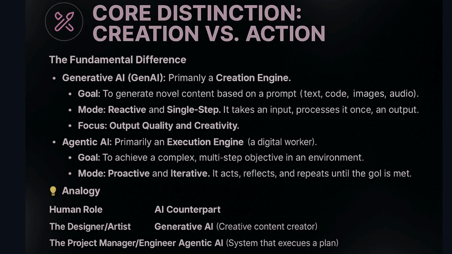In contrast, agentic AI is an execution engine or a digital worker. Its goal is to achieve a complex multi-step objective within an environment. Its mode is proactive and iterative. It acts, reflects on the result, and repeats this process until the goal is met. An effective analogy illustrates this difference. Gen AI is the designer, artist, or creative content creator, while agentic AI is the project manager or engineer system that executes a plan. This distinction highlights the shift from mere content generation to complex, goal-directed action.